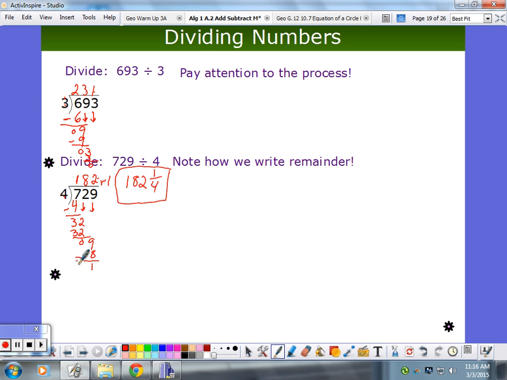And the remainder is what you're left over, over what you're dividing by, your divisor. 182 and 1/4, that's the same thing. If you want to bring down the decimals, you get a 0.25 there. Don't forget to verify. So how do I know I did this right? You multiply back, and you get that number. So that's how you do it with numbers.